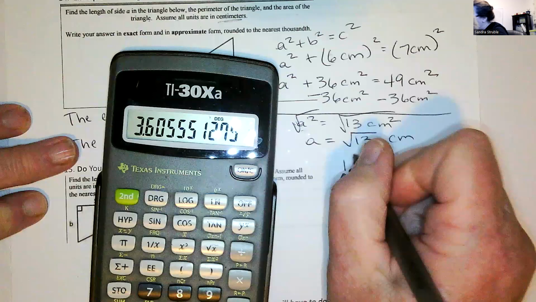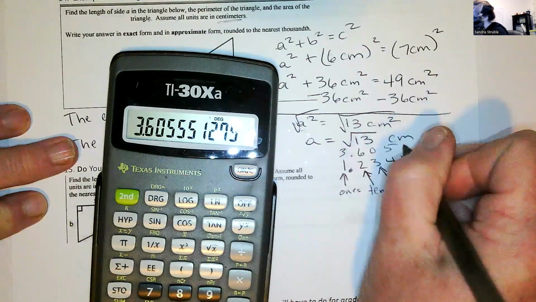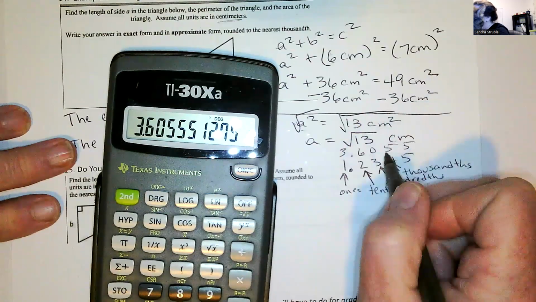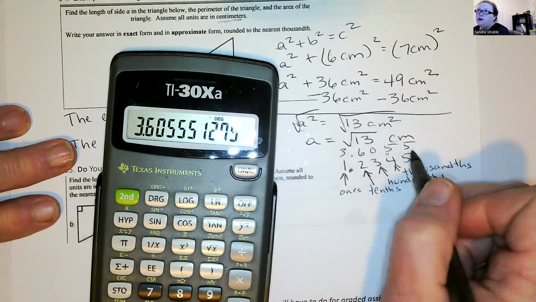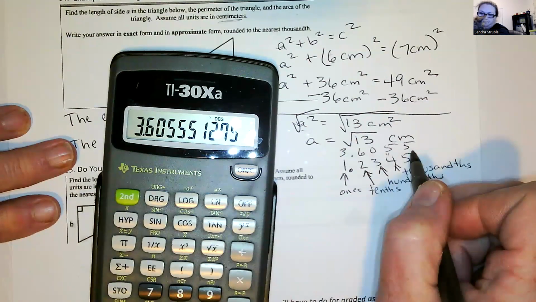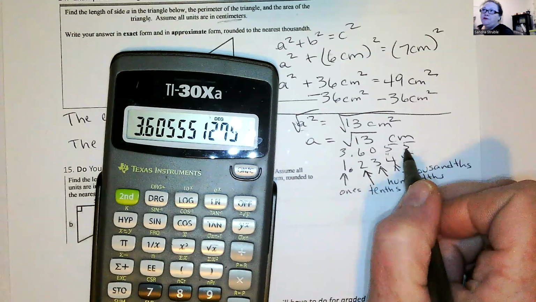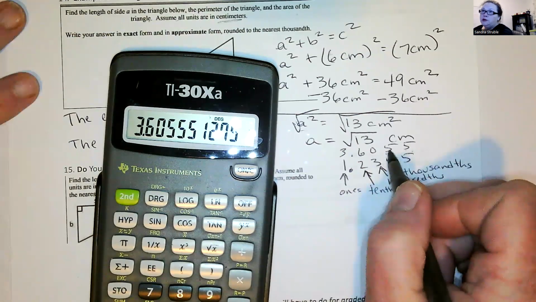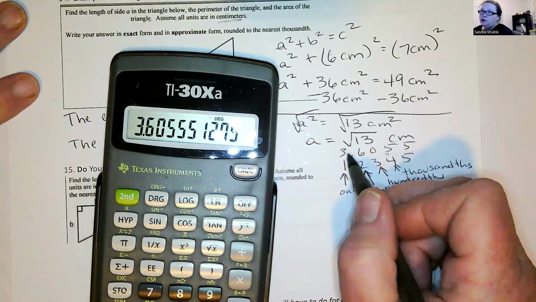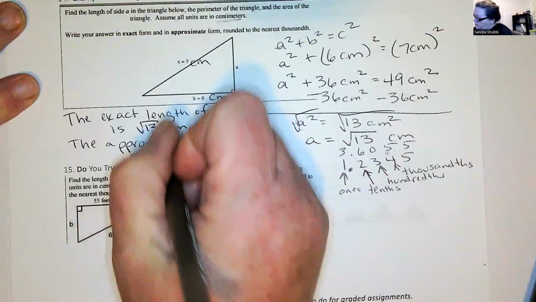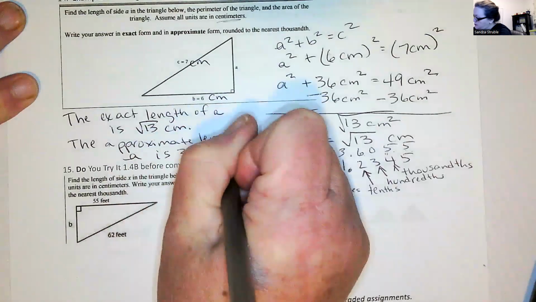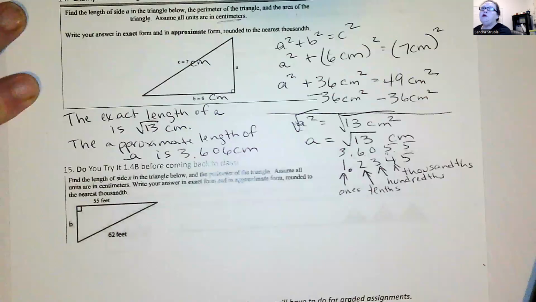All right, so 3.6055. I'm just going to stop right there. We're going to round to this place right here, our thousandths. In order to do that, we have to look one place over to the right. And if that number is greater than 4, so 5 or higher, then you're going to add 1 to the rounded number, the number we're rounding. So this is going to be 3.606. The approximate is 3.606 centimeters is the approximate form.